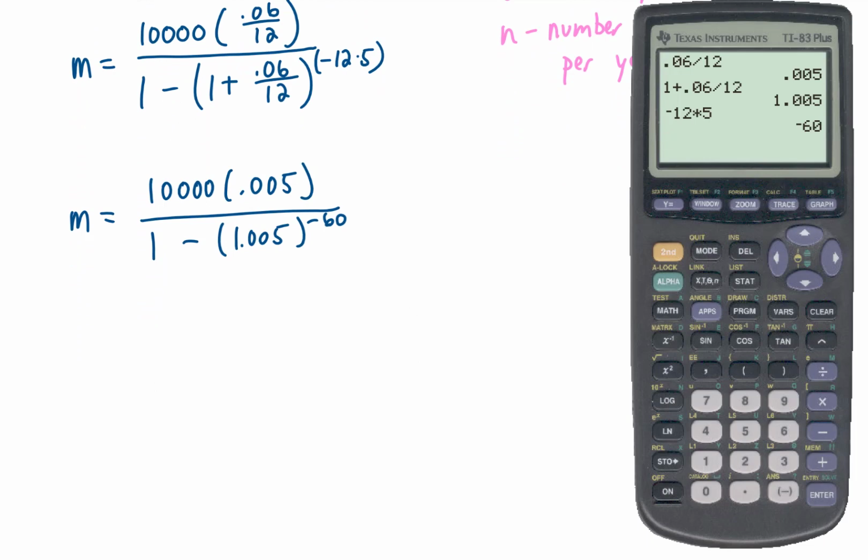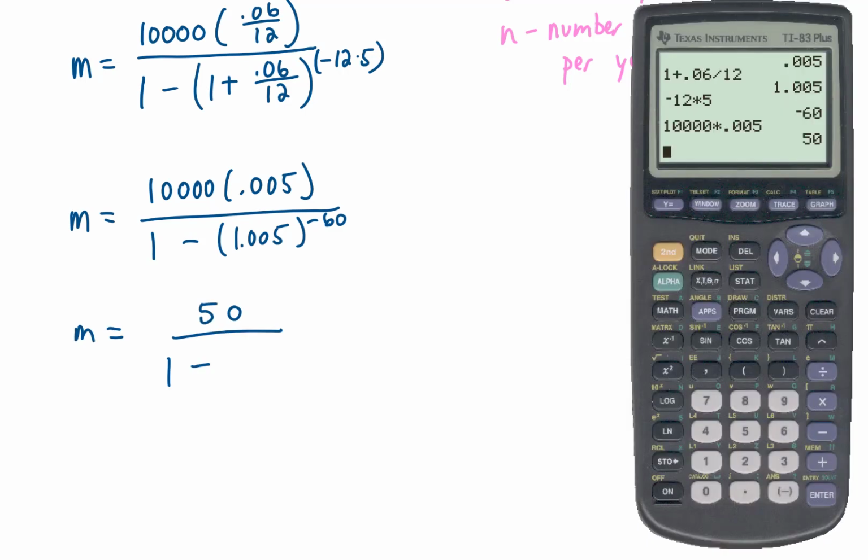Now let's give ourselves a little bit of room here and continue the simplification. The numerator is now 10,000 times 0.005. Let's see if we can enter that in. I'm getting 50 for my numerator. Let's next try to calculate 1.005 to the negative 60th power. For this little piece, my calculator is giving me 0.74137. I'm going to take as many decimal places as I can here.